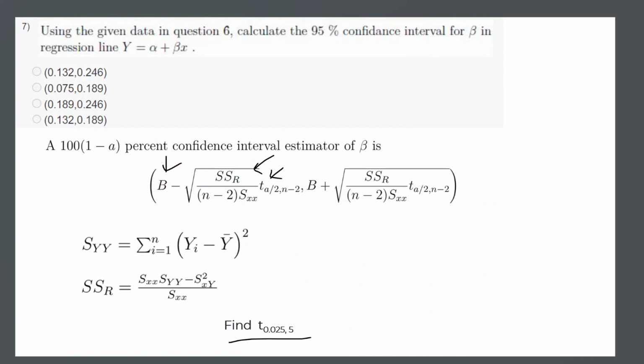They're asking, using the given data in question 6, calculate the 95% confidence interval for beta in the regression line.